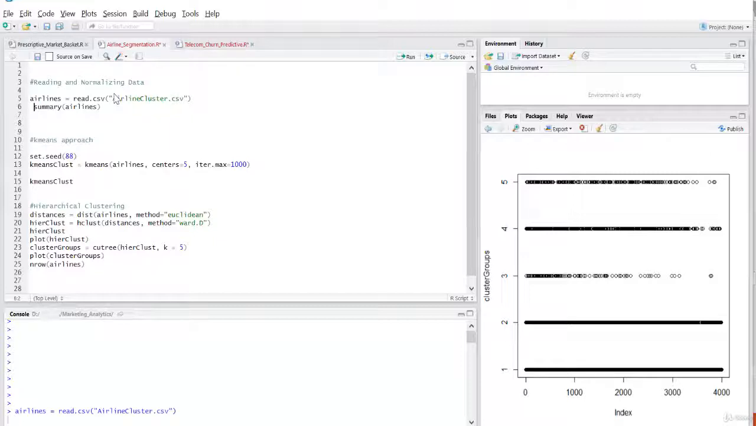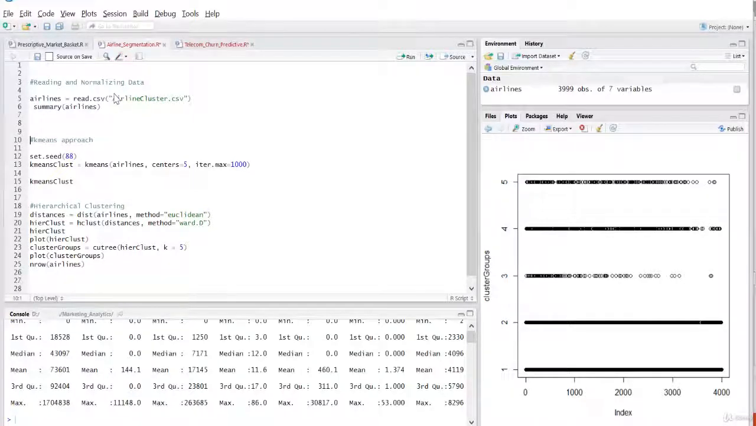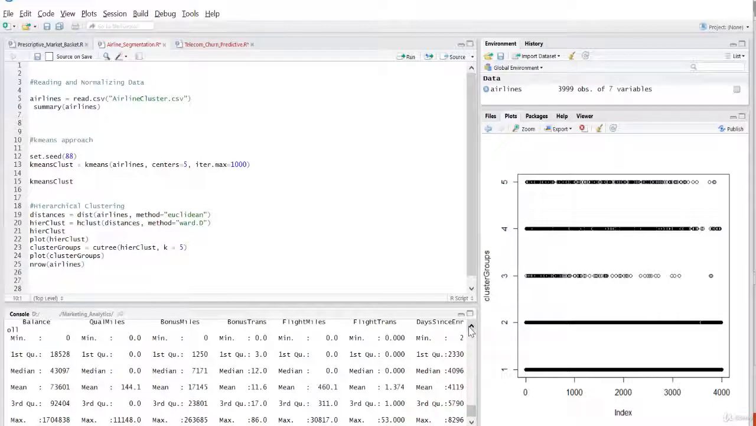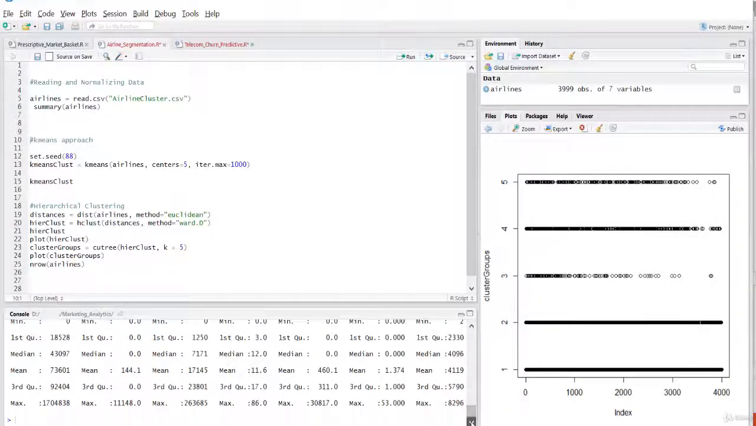So I'm first reading my airline dataset, which is airline cluster.csv, which we saw as the underlying dataset. Then we are trying to see the summary of airlines with respect to descriptive statistics. For each of these parameters, I am trying to see the minimum value, the first quartile, median, mean value, and maximum value. So this is the descriptive analytics which we see.